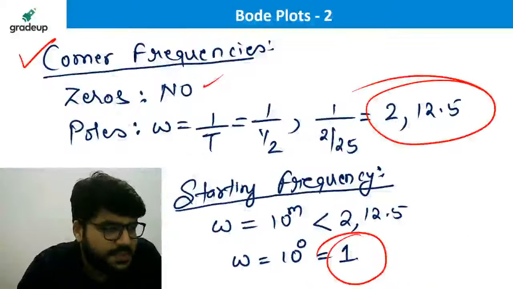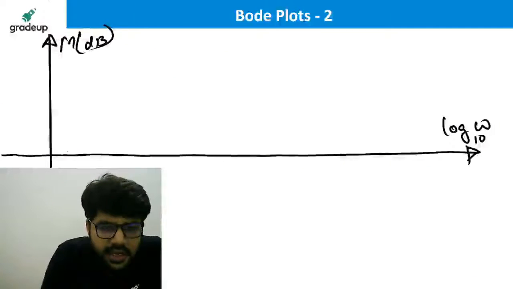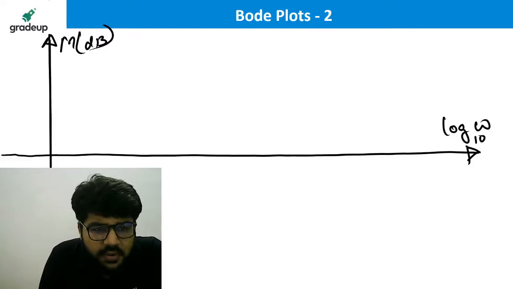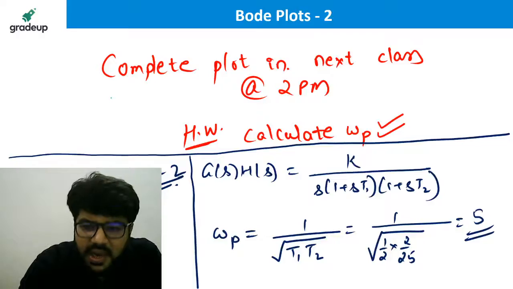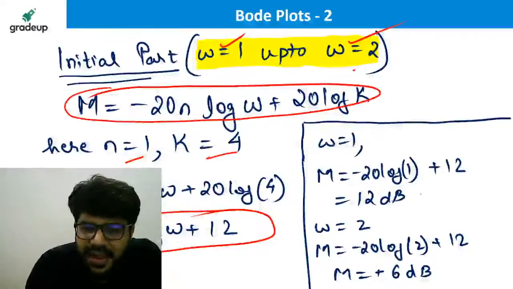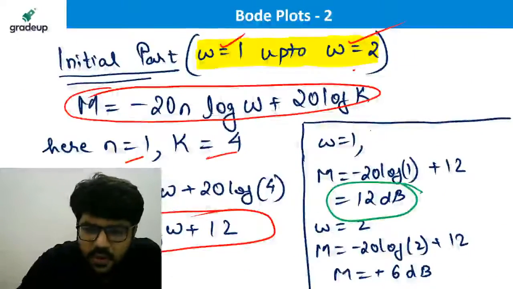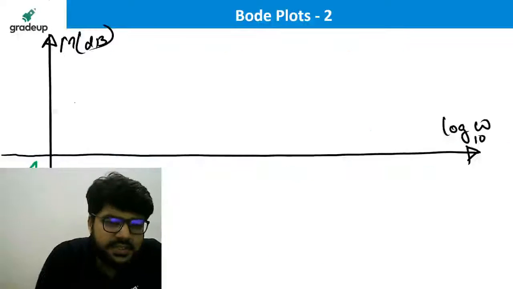Now refer to the step. Starting frequency is 1. So here I will be putting down omega equal to 1. Then we have the first important frequency, that is the corner frequency. At omega equal to 1 the magnitude is 12 dB.